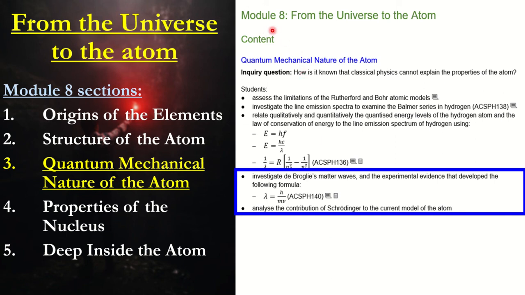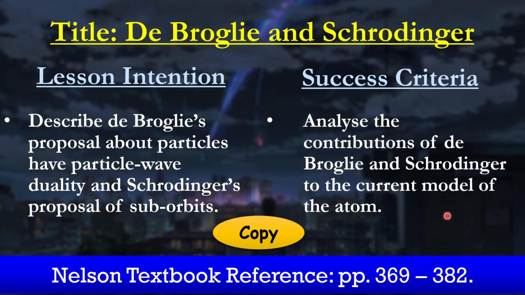Today we're going to be covering Module 8 from the universe to the atom. We're going to be covering inquiry question number 3, the quantum mechanical nature of the atom, and we're going to investigate specifically the de Broglie matter waves, experiments related to this formula, and also the contributions of Schrödinger to the current model of the atom.